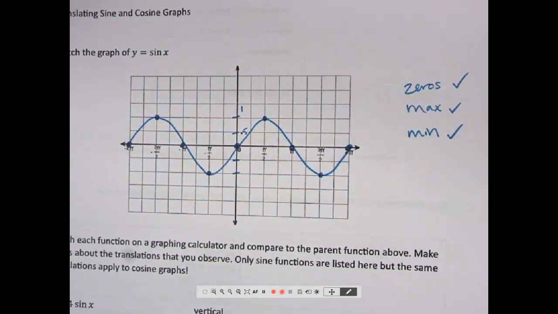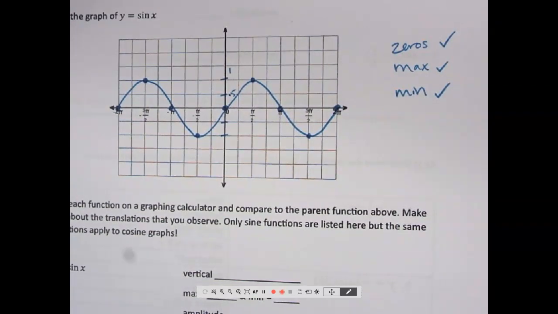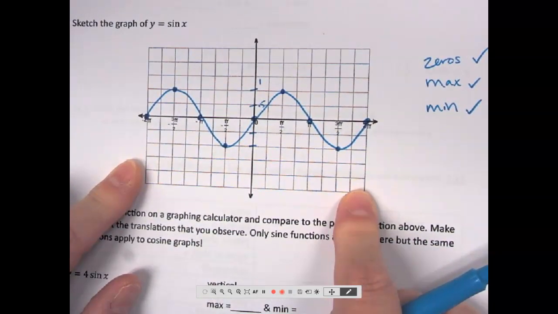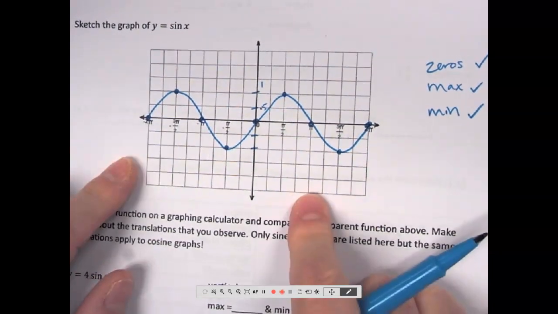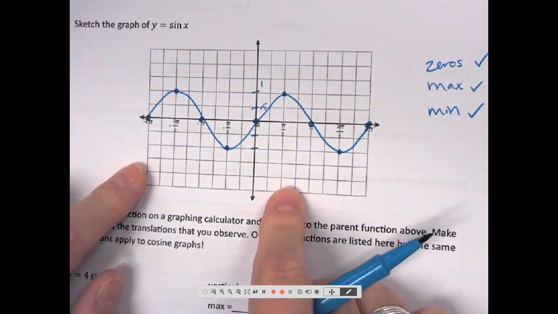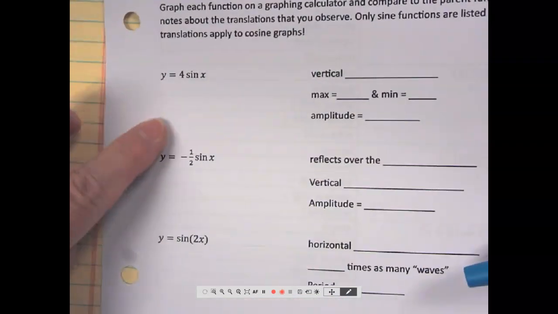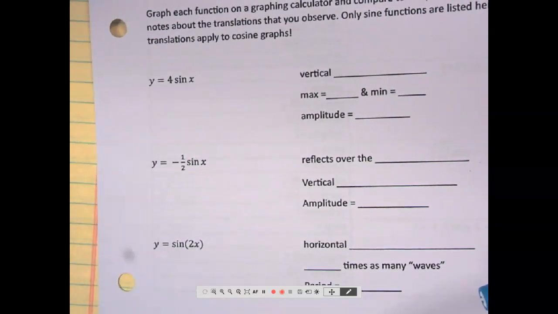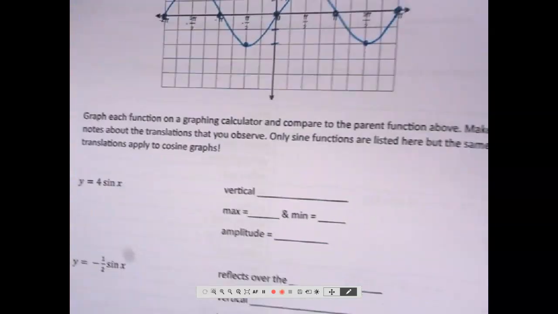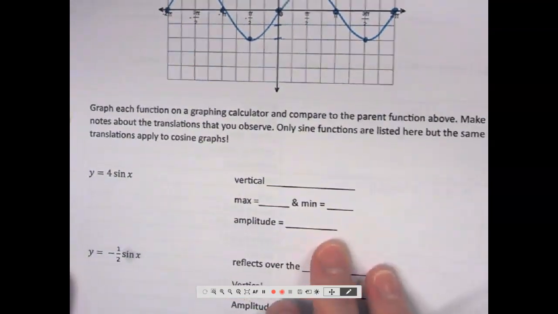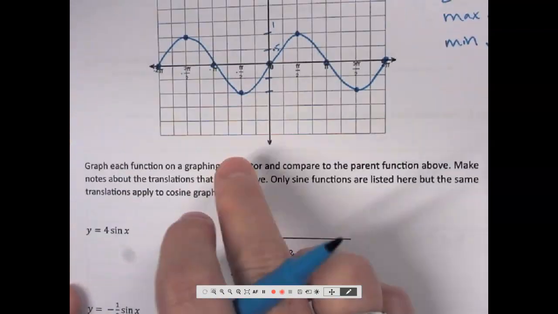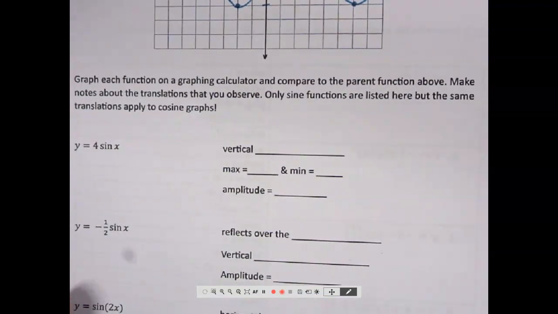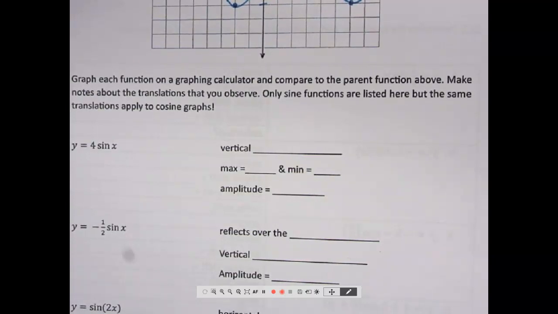Okay? All right, so what we're going to do next is we're going to take a graphing calculator. This is called our parent function. This is the plain old vanilla, nothing fancy done to it. And we're going to change the equation. You can see some different ways we're going to change them down here. And then we're going to make notes about how that changes the graph compared to that parent function. Just like we've done with other things in math. Okay, get your graphing calculator out.